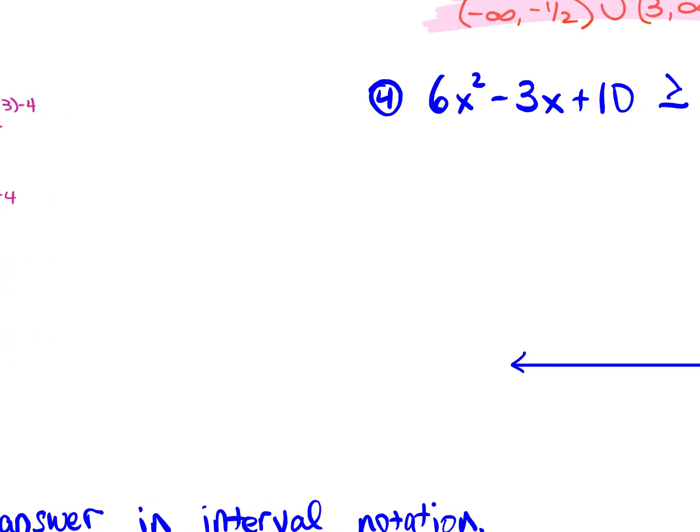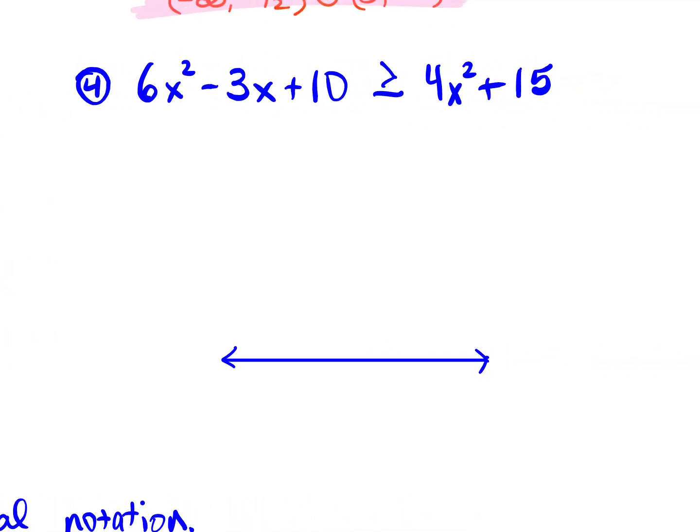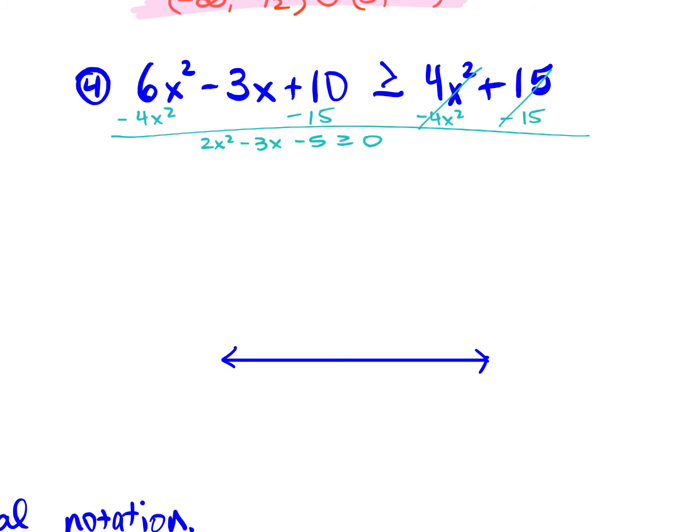For number 4, we have 6x squared minus 3x plus 10 is greater than or equal to 4x squared plus 15. All of your terms are not on the same side here, so move them all over to be on the same side. I would subtract the 4x squared and the 15 from both sides. So I would subtract the 4x squared from the 6x squared and the 15 from 10. This is going to leave us with 2x squared minus 3x minus 5 is greater than or equal to 0.